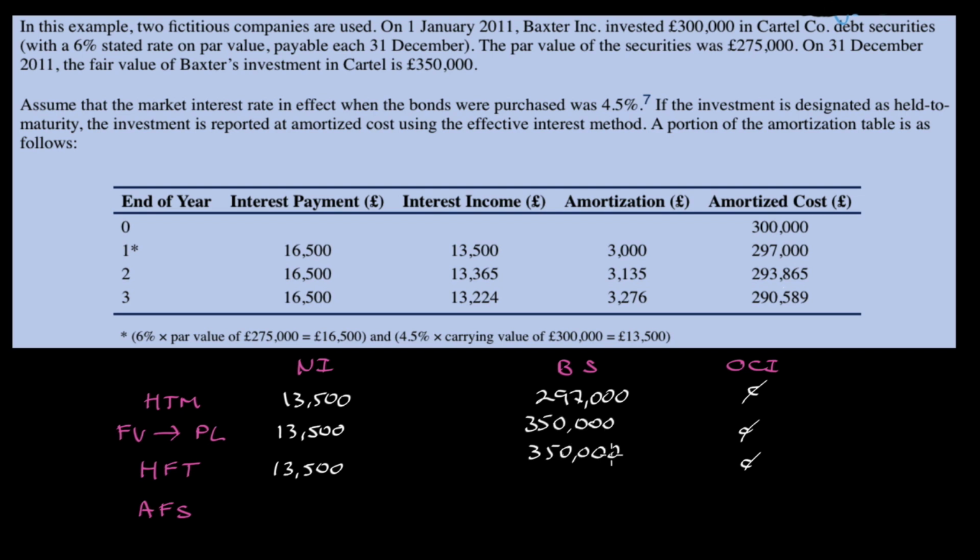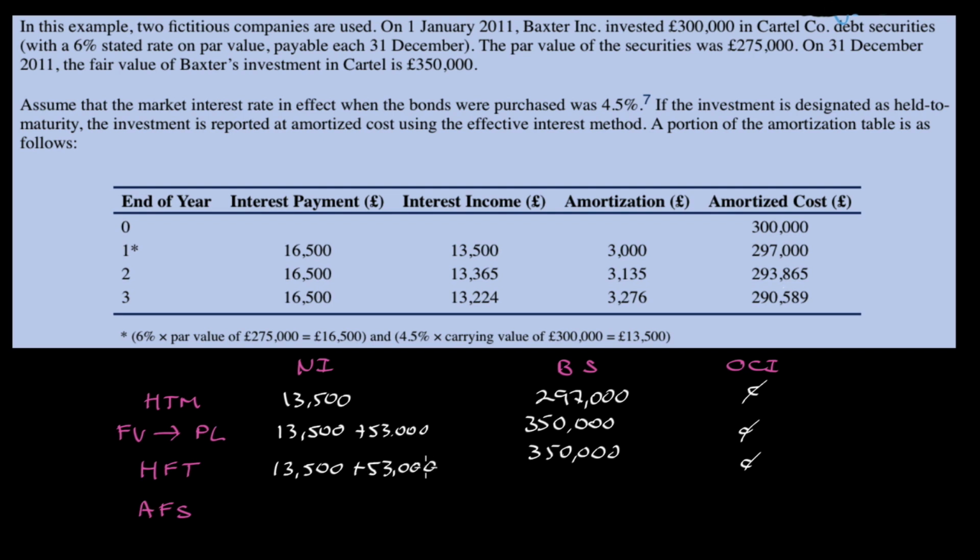What do we do with the other $53,000? Because its carrying value is $297,000 at the end of the year. We have $350,000, so we know that $53,000 is our unrealized gain. That goes to the income statement.